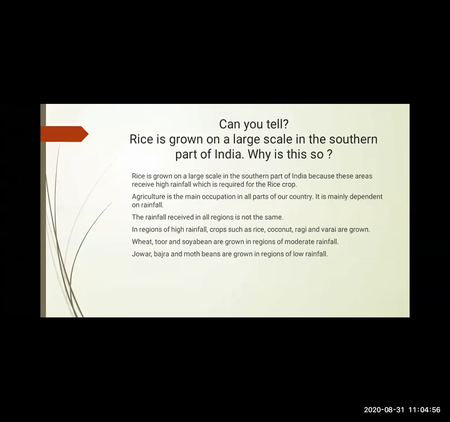Okay? Agriculture is the main occupation in all parts of our country. It mainly depends on the rainfall. The rainfall received in all regions is not the same. Sab jagah same rainfall nahi hota. In regions of high rainfall, crops such as rice, coconut, ragi, and barley are grown. Again, I'm repeating, wheat, tur, and soybeans are grown in moderate rainfall. Jowar, bajra, and mung beans are grown in regions of low rainfall. High, moderate, medium, and low. Okay, then we see the next slide.